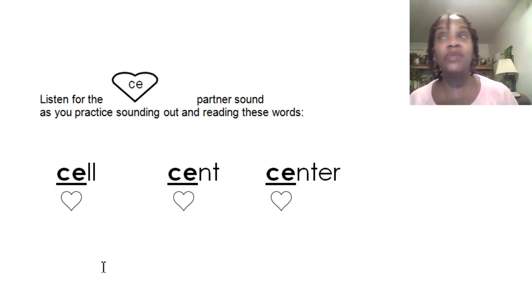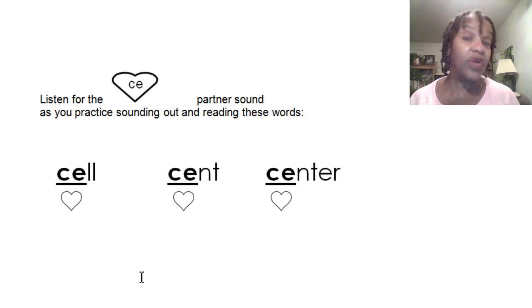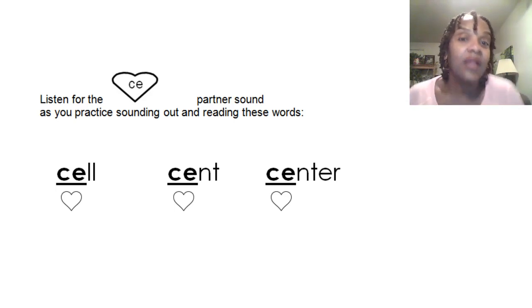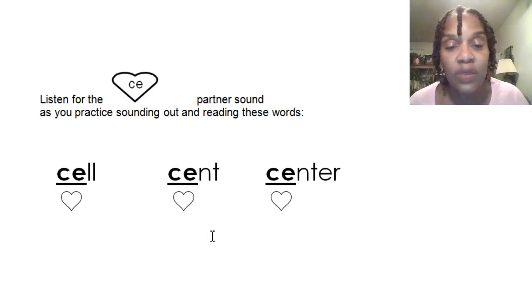Now there are a couple of types of sell. It could be like a cell phone, or it could be like a cell, like when you're inside of a cage or a prison, a cell. All right. Let's do the second one.